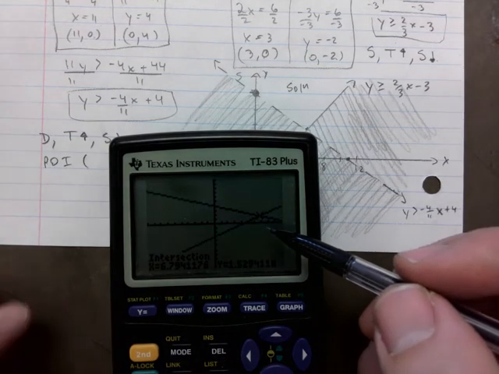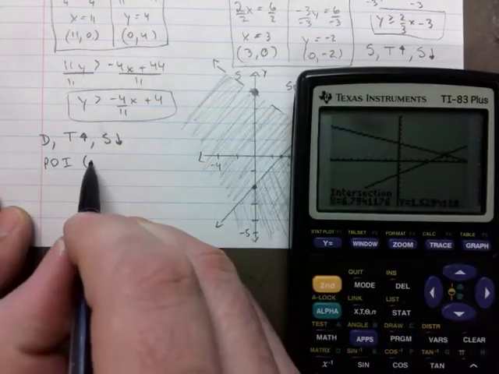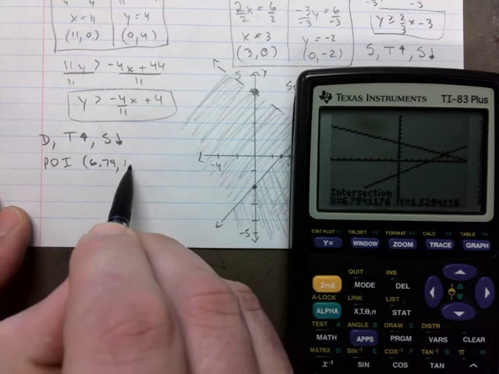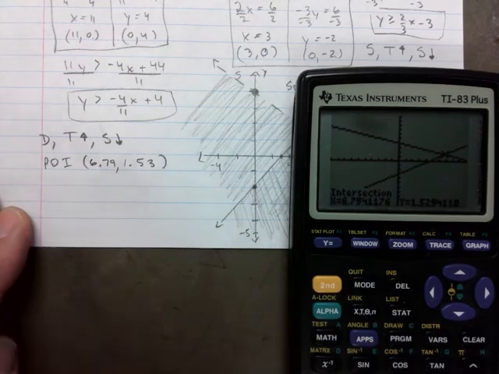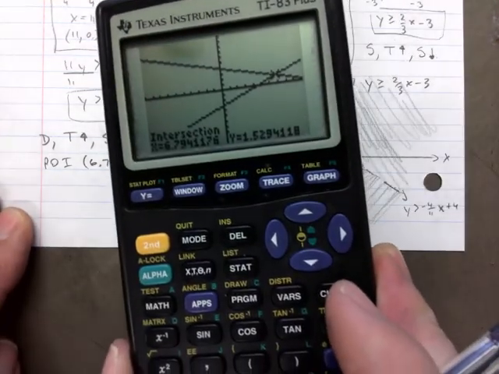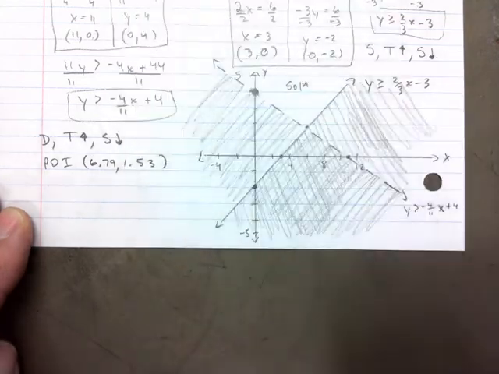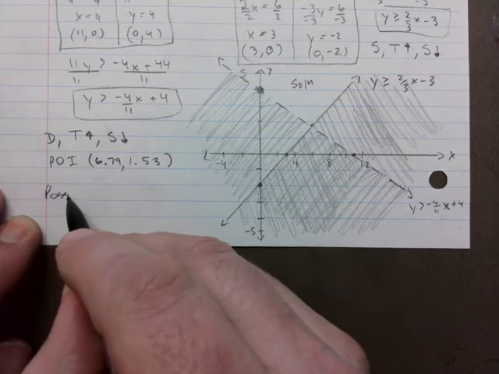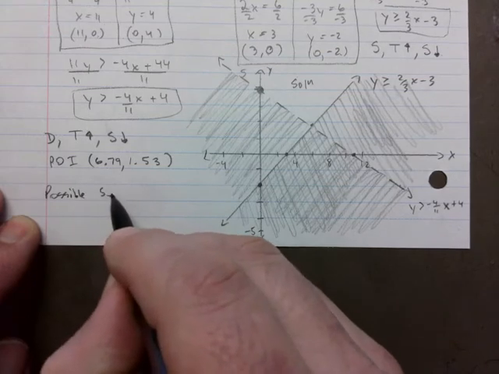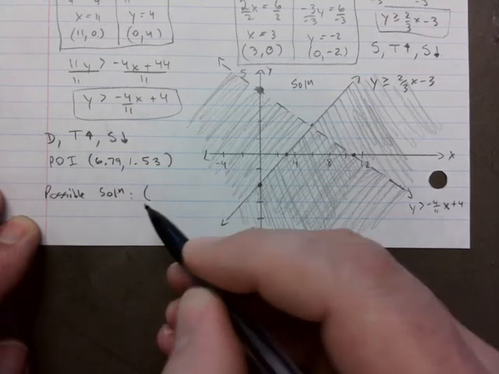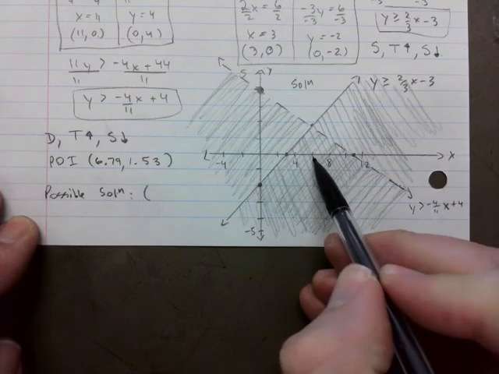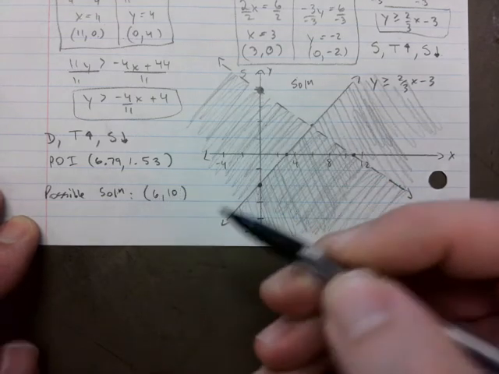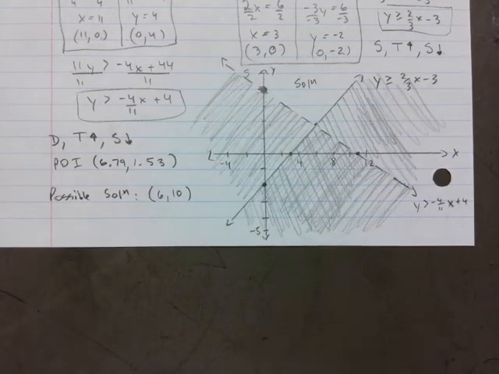So we have 6.79, 1.53 as my coordinates there. Okay, and a possible solution would be 6, 10 or something like that. And I'm not going to check the validity. I'll let you do that.